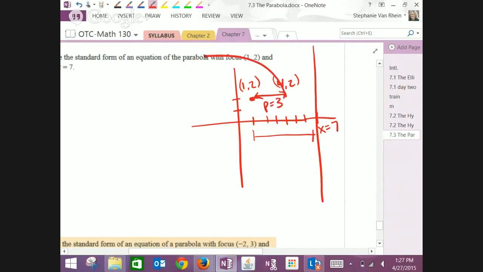It has to open to the left because I have the focus and the directrix. It always opens towards the focus. So my center, let's see if I can write this a little better, (4, 2).